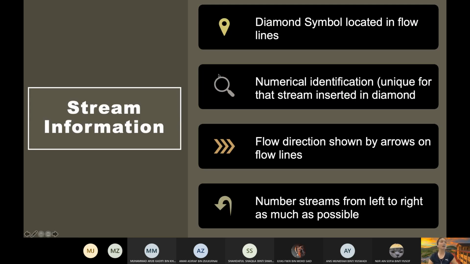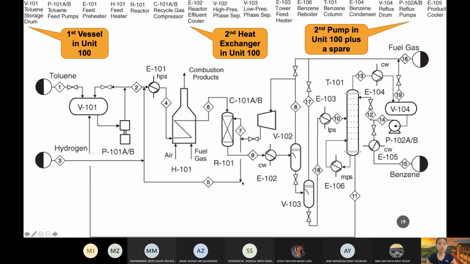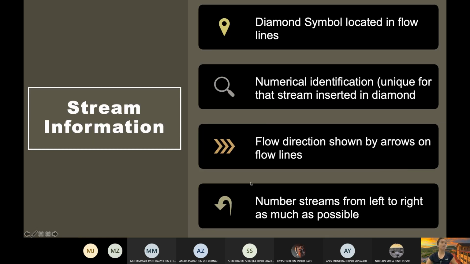Okay, next, numerical identification, nombor dalam diamond, flow direction shown by arrow on flow line. So as I told you, kena ada arrow yang masuk. Arrow keluar tak payah, arrow yang masuk tu kena ada. Dan macam block diagram juga, mostly left to right except if you have recycle stream. Ataupun kadang-kadang ke atas ke bawah, but right to left is rare unless you got recycle stream.